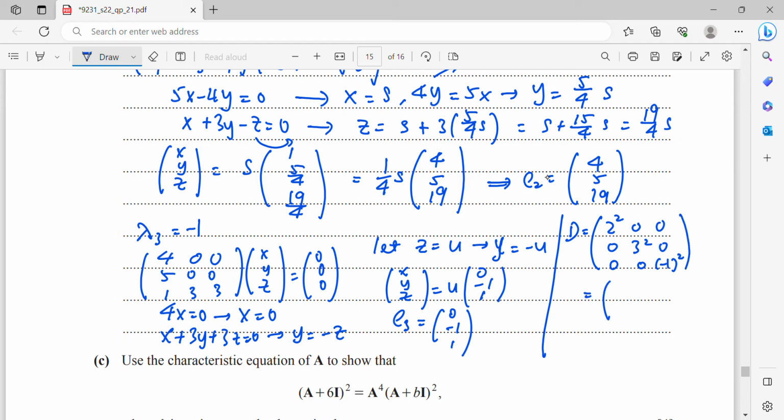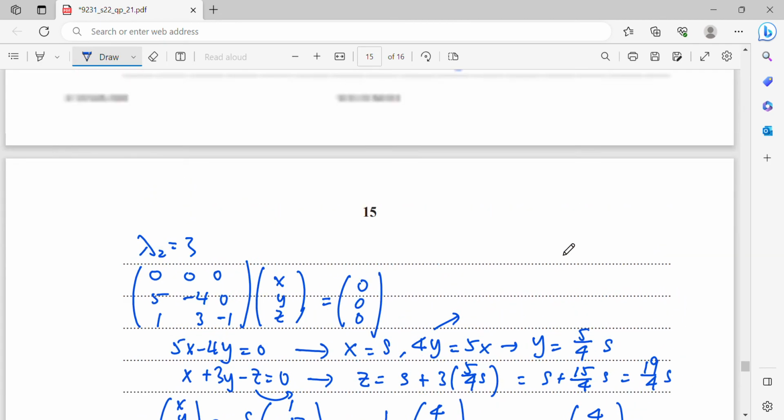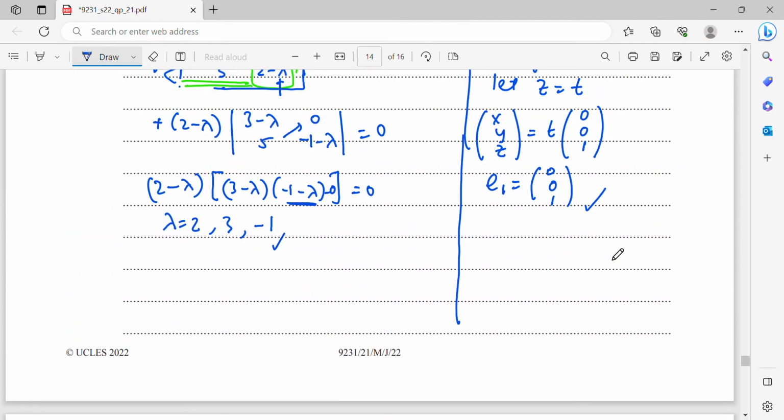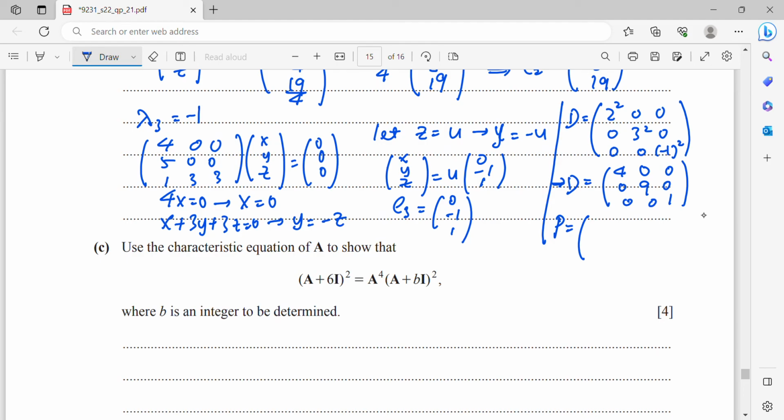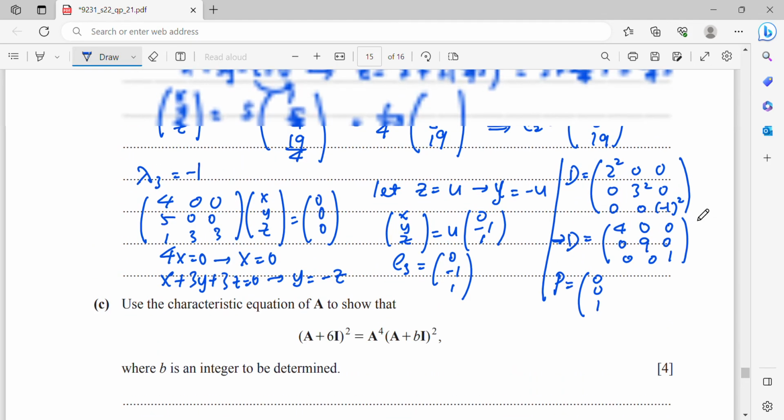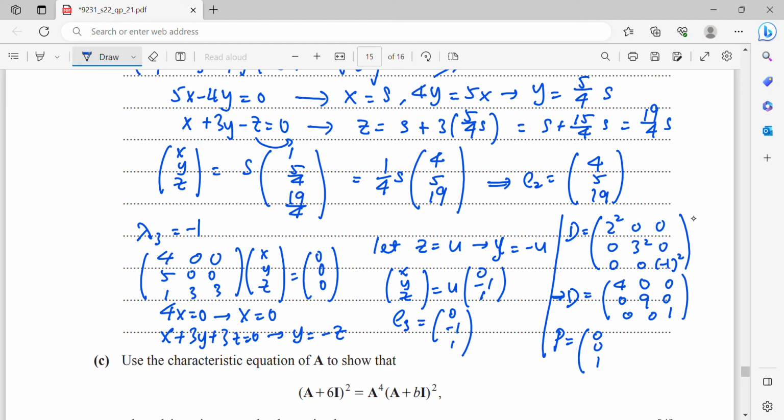So when I simplify, it will be 4, 0, 0, 0, 9, 0, 0, 0, 1. And the P will be the corresponding eigenvectors. So the first eigenvector is 0, 0, 1, which is here. So I will write 0, 0, 1. Then the second eigenvector is 4, 5, 19. And the last eigenvector, 0, minus 1, 1. So this will be the final answer for the P and D.